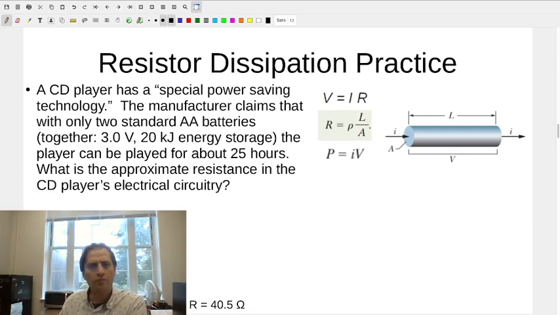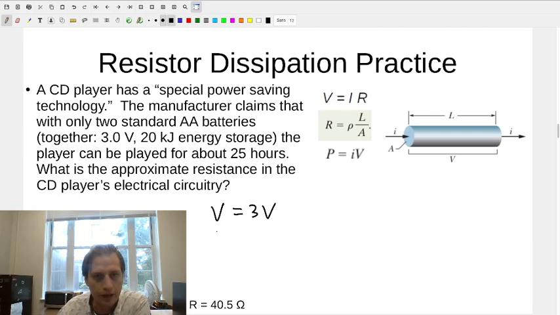Now here's another problem that's sort of interesting because the math is easy, but the concept is a little hard to figure out what to do. So let's read about this. It's having us deal with some antique technology. The CD player has special power saving technology. The manufacturer claims that with only 2 standard AA batteries, together they have a voltage of 3 volts. Okay, so V equals 3 volts. And they store 20 kilojoules of energy.